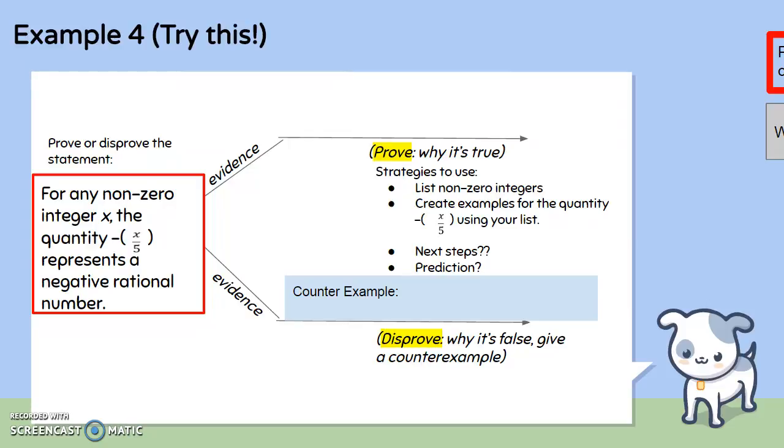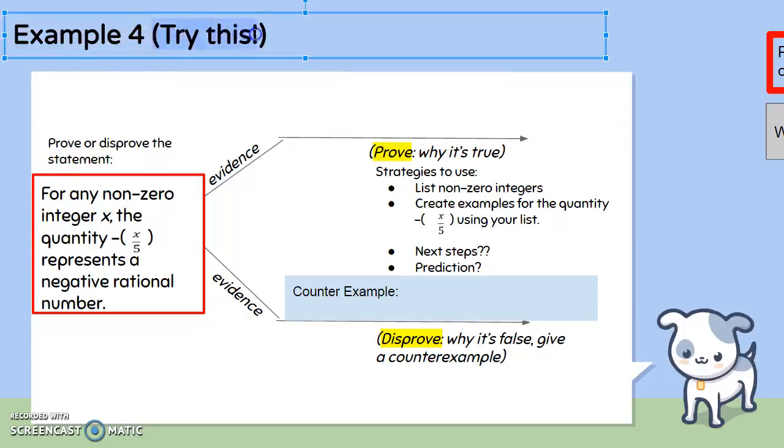Tomorrow, this is going to be our math fight, and I want you to try this right now. We're going to do this tomorrow. During our math fight tomorrow, you are going to give evidence, and you are going to construct an argument to prove or disprove this example. Hang on to these notes. We're going to pull them out and finish them tomorrow.